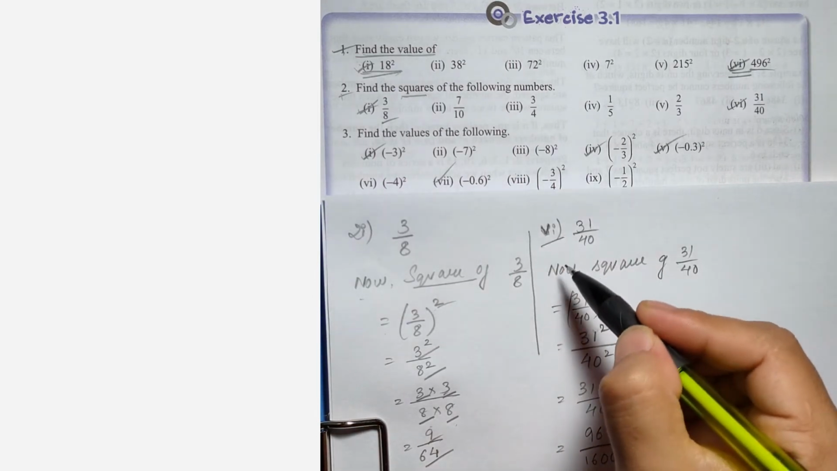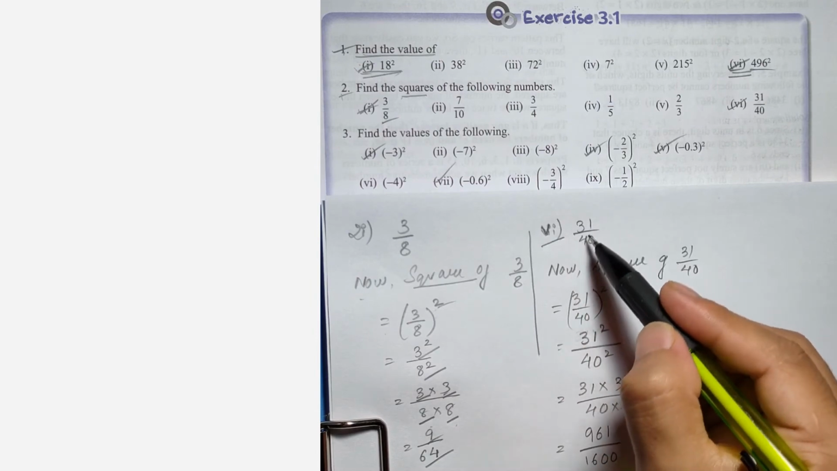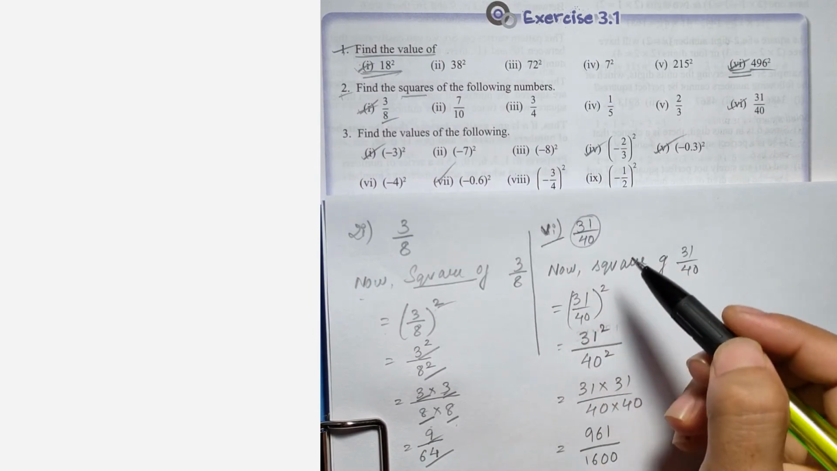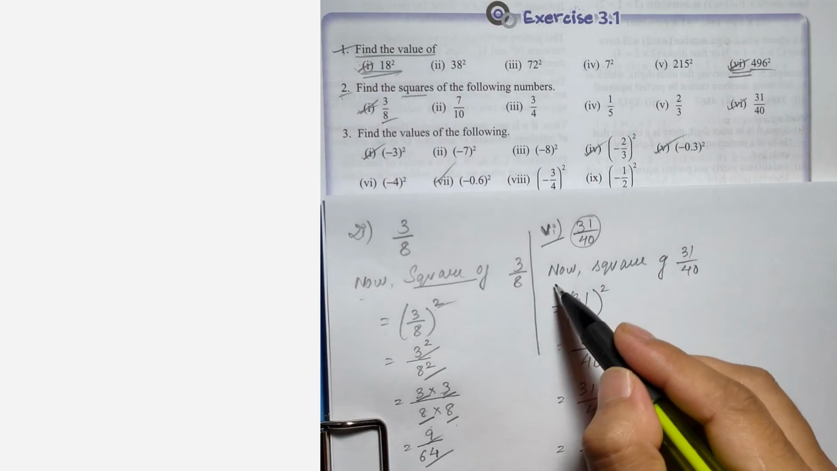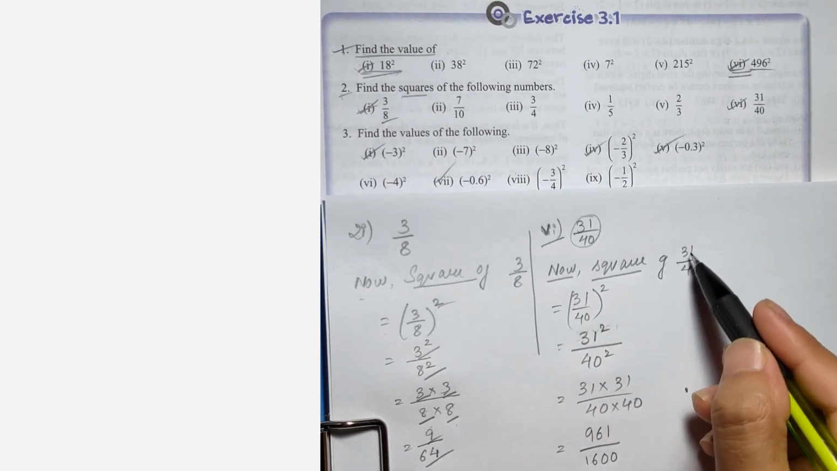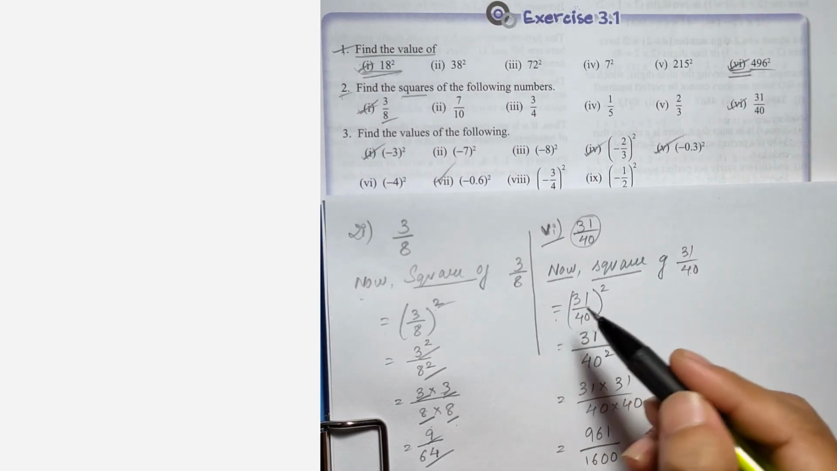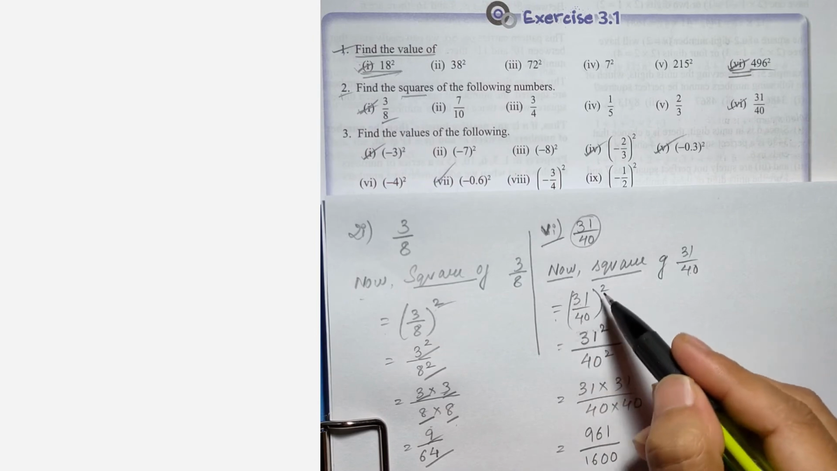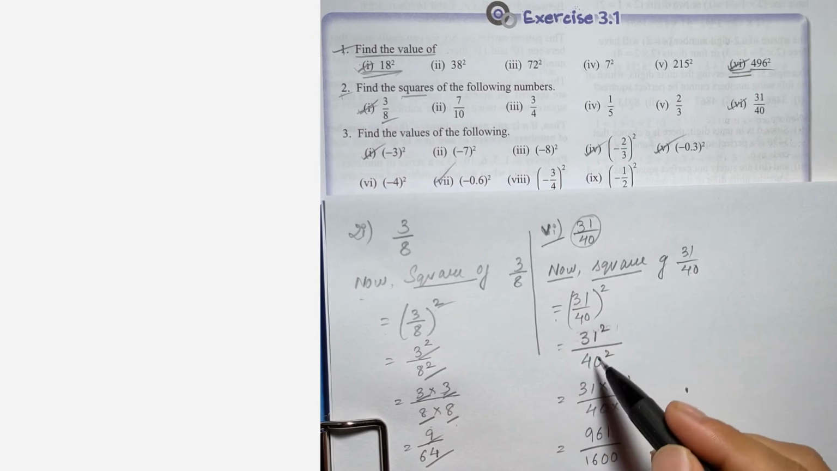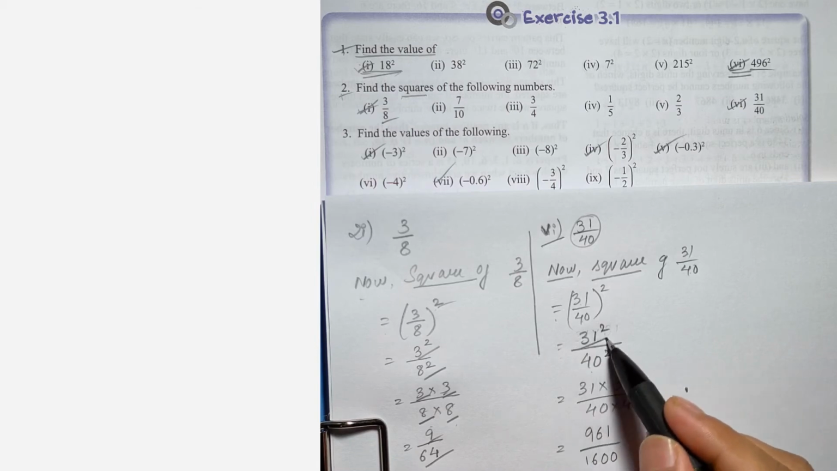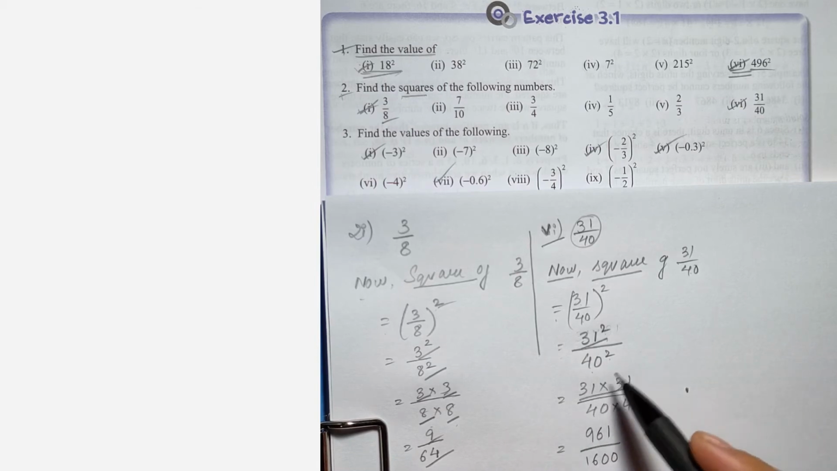Let us do one more question, number 6, where we have to find the square of 31 by 40. Similarly, now square of 31 by 40 is equal to 31 by 40 whole thing squared, which is equal to 31 square by 40 square. Okay, now 31 square is 31 into 31, 40 square is 40 into 40. 31 into 31 is 961, 40 into 40 is 1600.